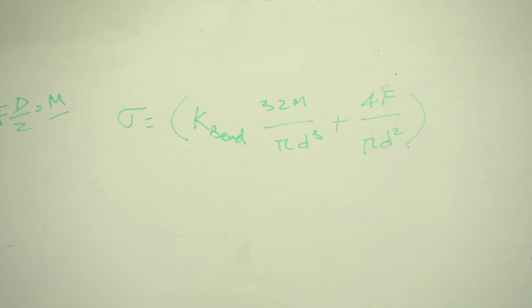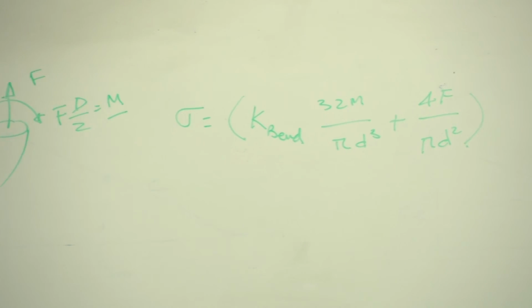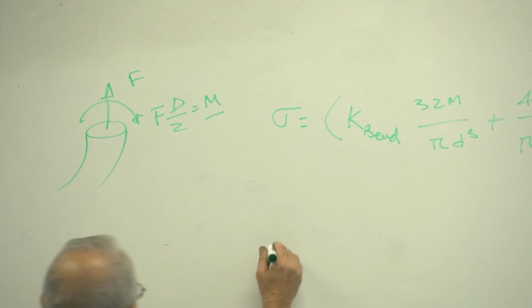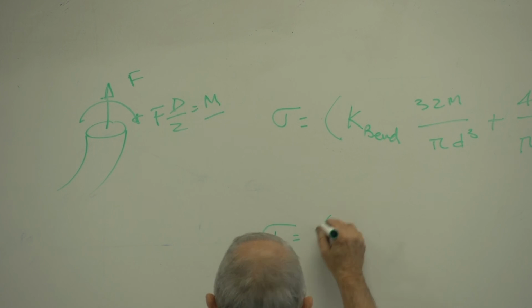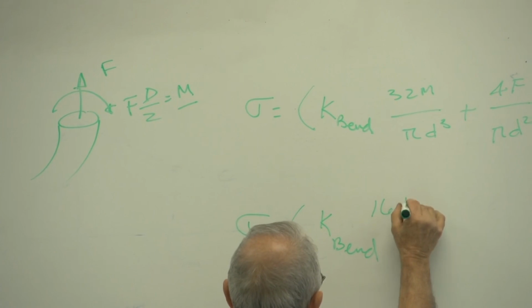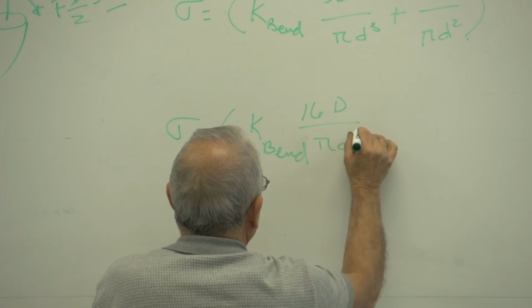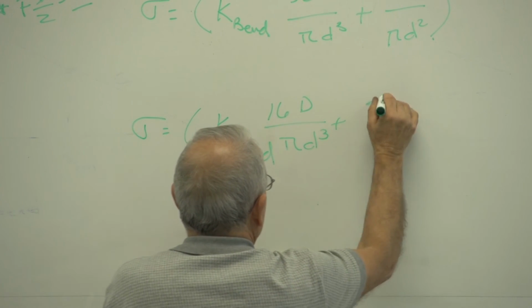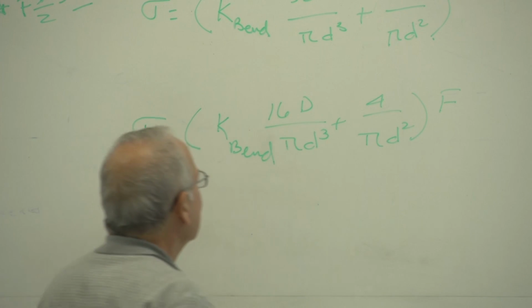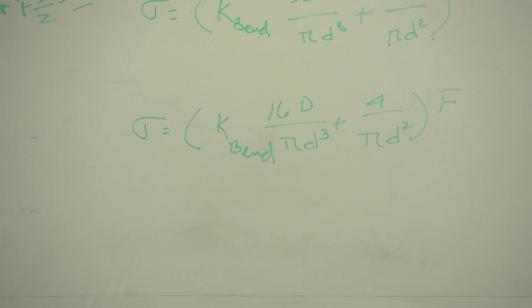And if you put the value of m in there, not much will happen to it. You can just take the value of f out and you'll end up with this: K bending times 16d divided by pi d cubed plus 4 divided by pi d squared, all times f. It's just factoring out some value there.